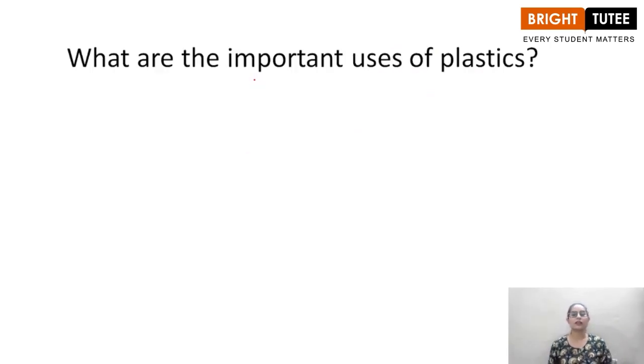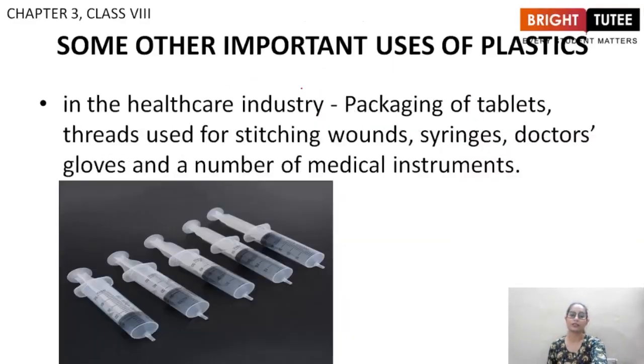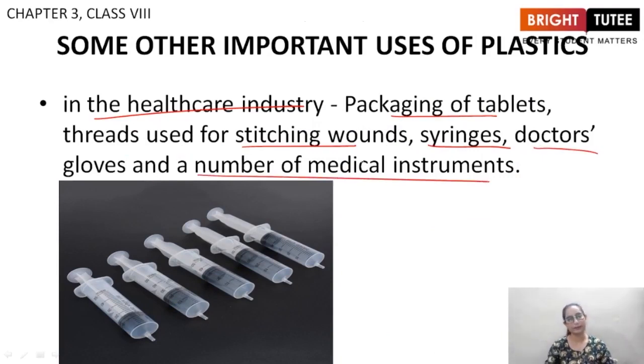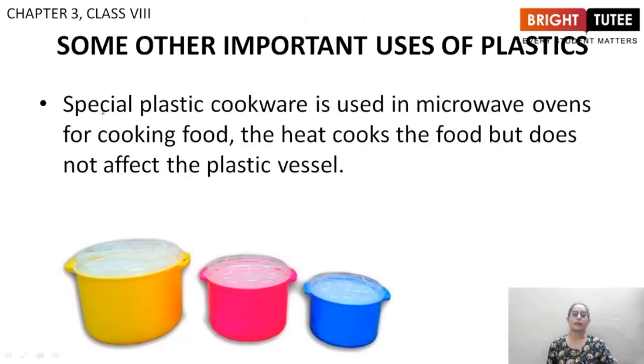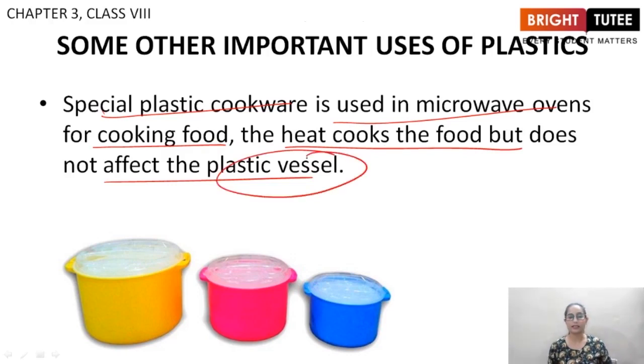Next question, what are the important uses of plastics? So here you have to mention the important uses. Important uses being that it is used in the healthcare industry, packaging of tablets, threads used for stitching wounds, syringes, doctors' gloves, and all these medical instruments, many of them are made up of plastic. Then special plastic cookware is used in microwave ovens for cooking food. The heat cooks the food but does not affect the plastic vessel because plastic vessel is a poor conductor of heat.